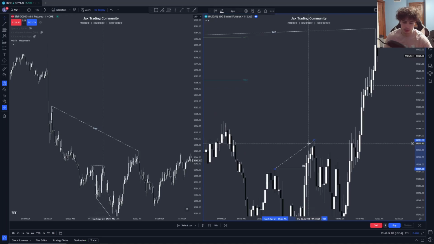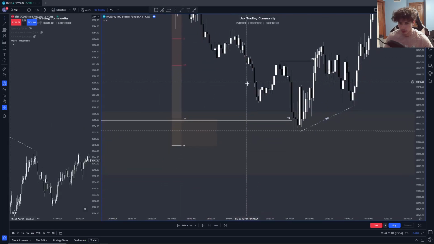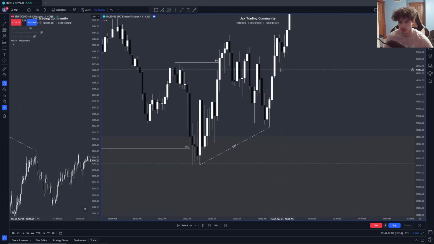And this SMT is broken. It's a little weaker than this one because this one's in favor of the model. This one is just going against the model. But again, we completed standard deviation. The market wants to flip to the upside.